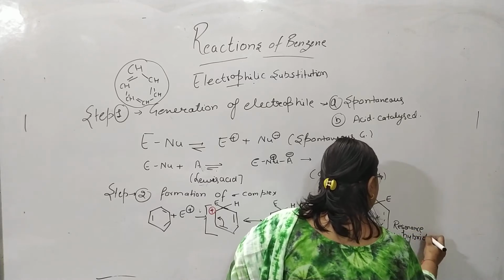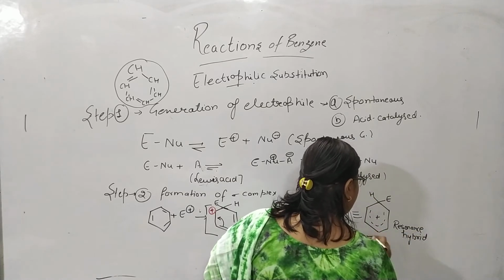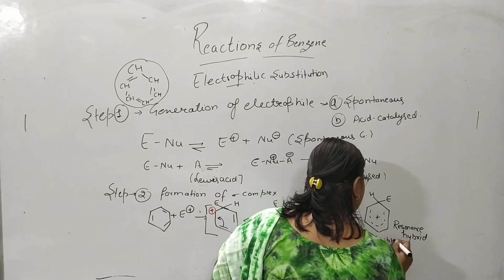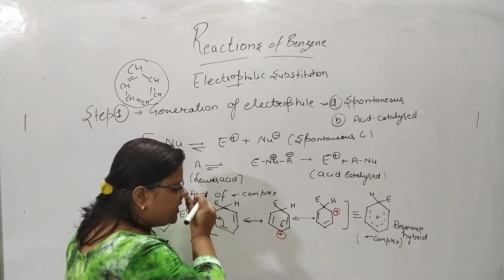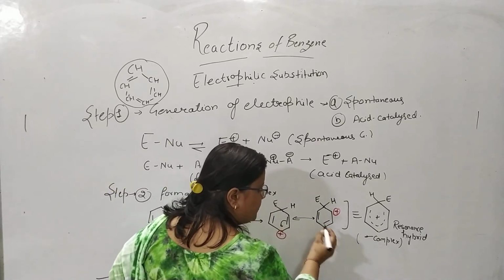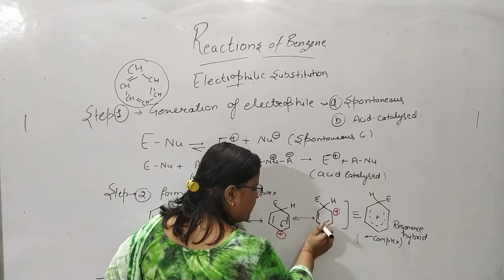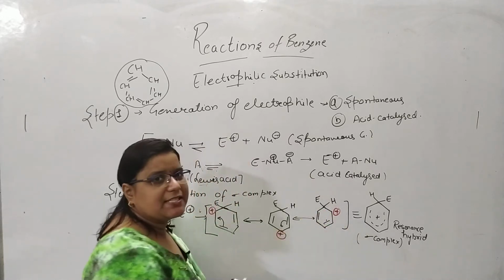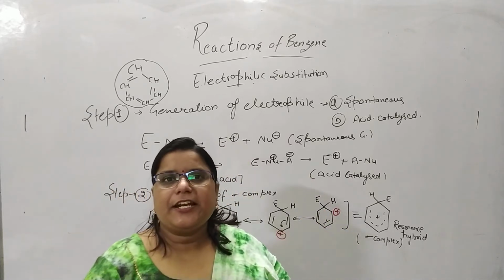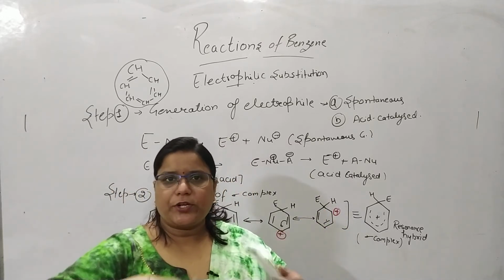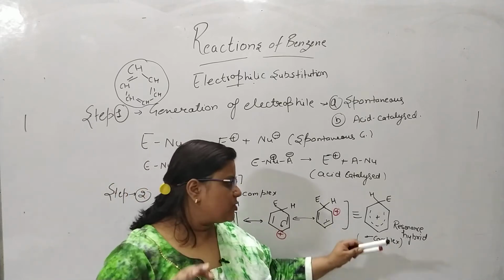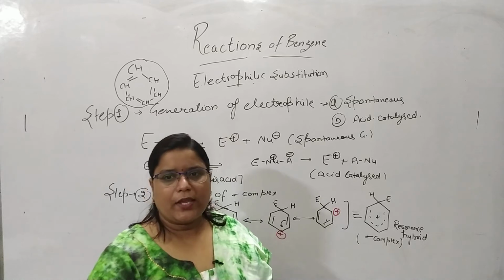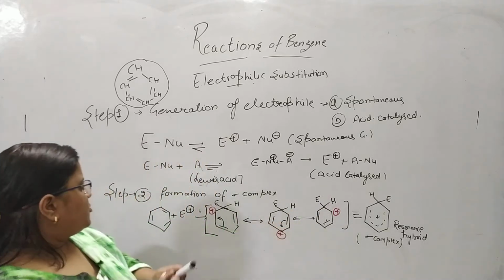Why is it a resonance hybrid? It's a resonance of the positive charge and the double bond. And why is it named a sigma complex? Look here, there are alternating sigma bonds and pi bonds: sigma, pi, sigma, pi, rotating on the ring. That means the complete structure is known as the sigma complex. Now this is the resonance hybrid form.